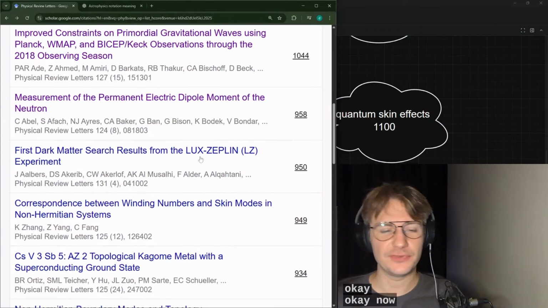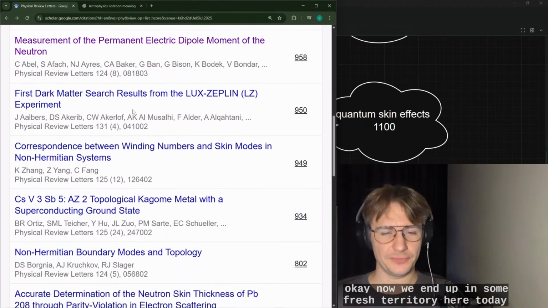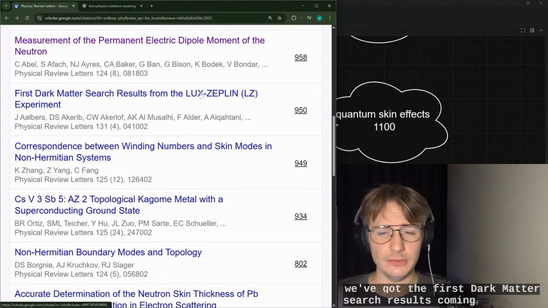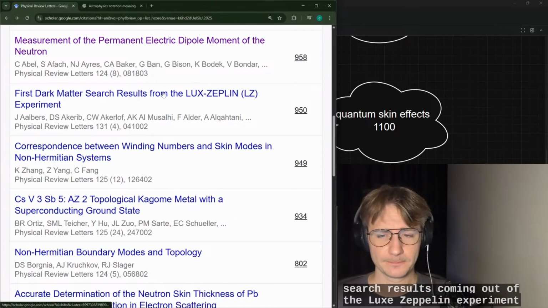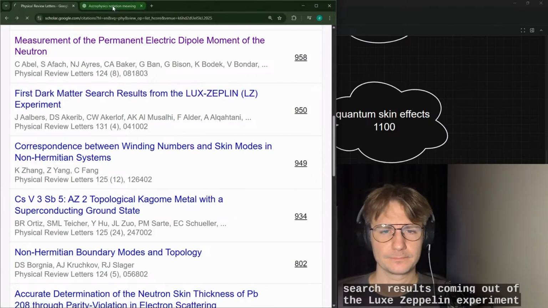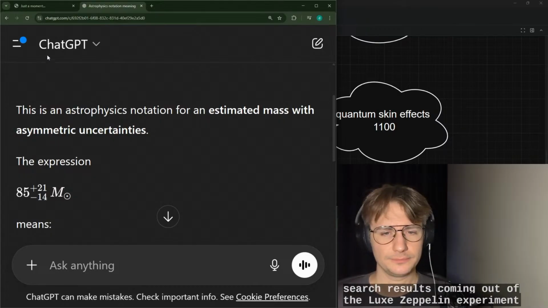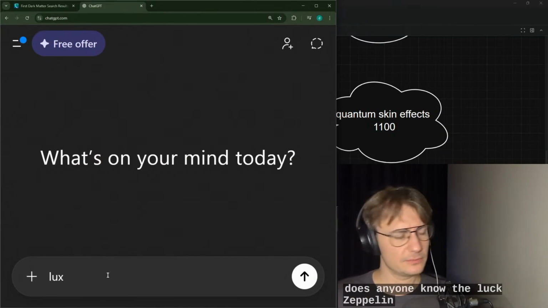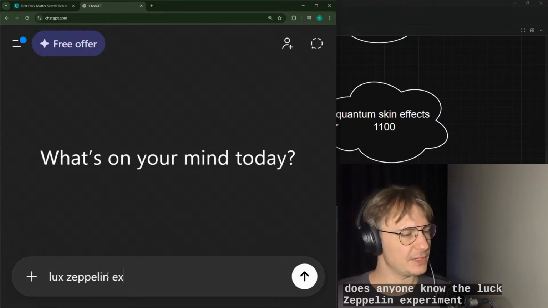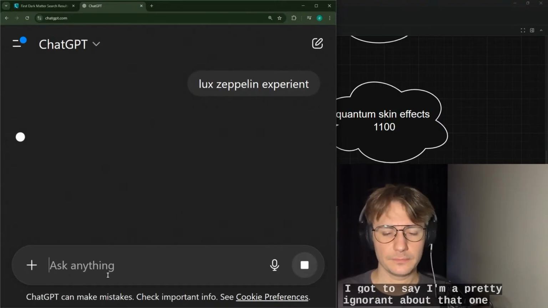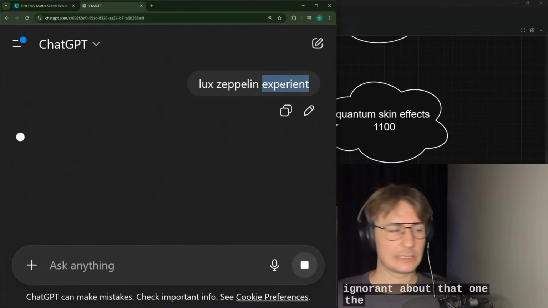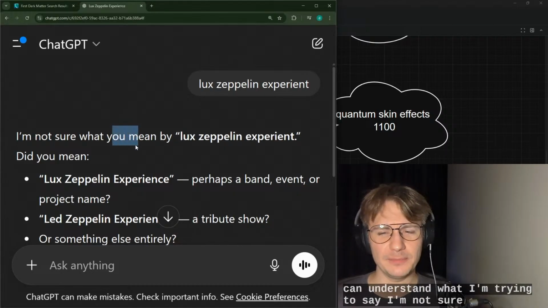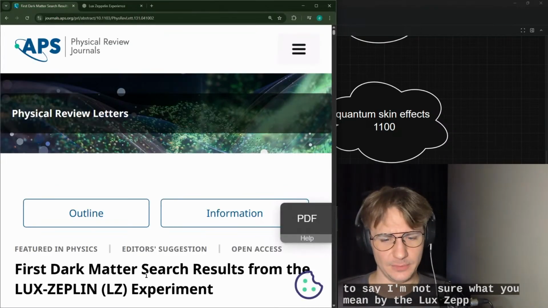Okay, now we end up in some fresh territory here today. Let's see what we've got. We've got the first dark matter search results coming out of the LUX-ZEPLIN experiment. Does anyone know the LUX-ZEPLIN experiment? I gotta say, I'm pretty ignorant about that one. I love when chat can understand what I'm trying to say.